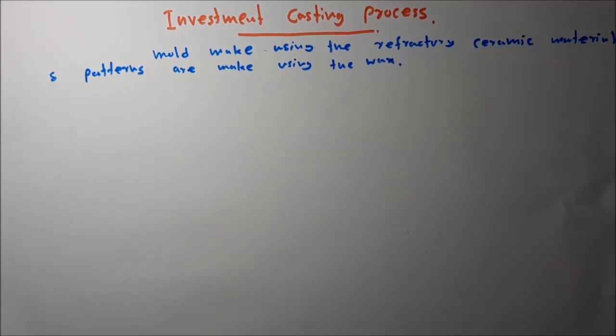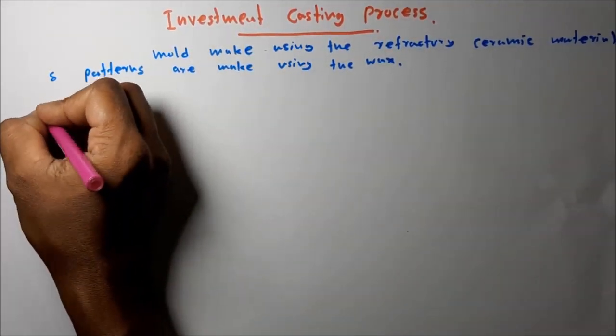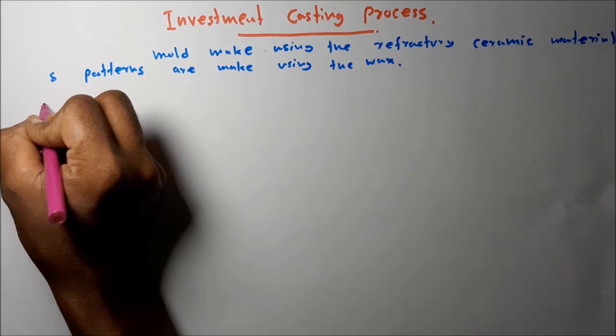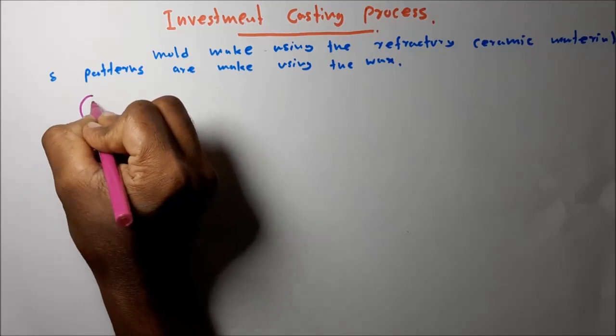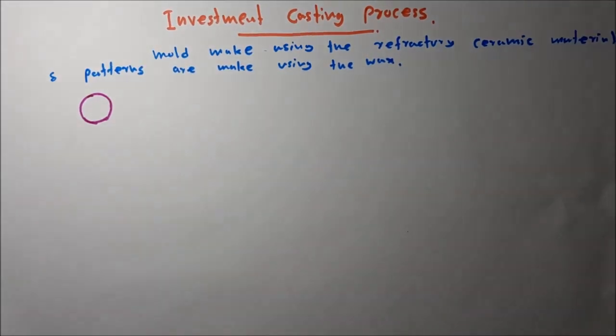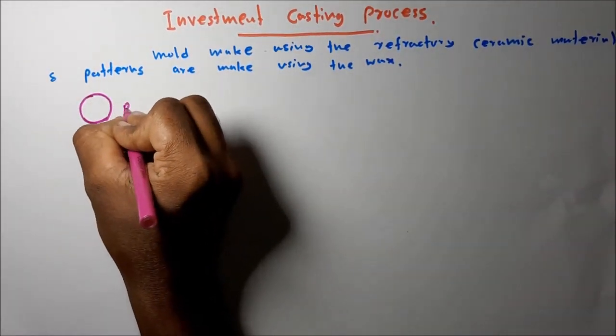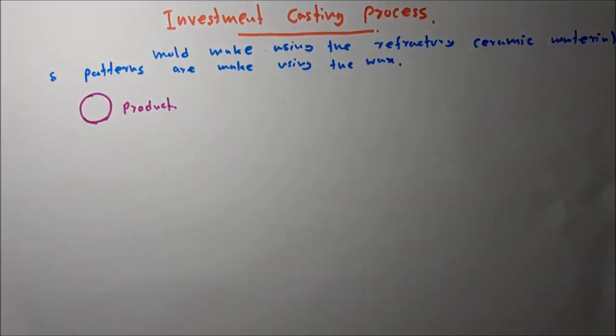Let me explain this process. It has several steps, and I will explain them stepwise using an example. I will take a very simple product, a spherical shape, because I can easily draw it. That is why I took this spherical product we want to manufacture as the final product.